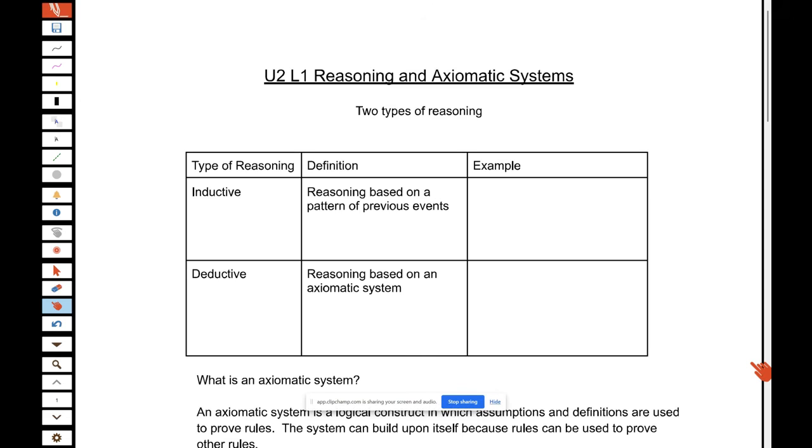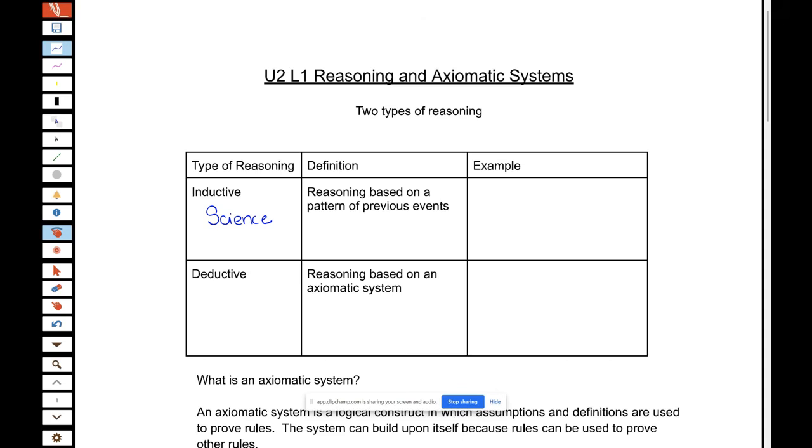So there are basically two types of reasoning that we use in mathematics. One of them is more mathematical than the other. We have inductive reasoning. I like to call that science reasoning. That's basically when you reason based on a pattern of previous events. They do that a lot when they do experiments. They're trying to confirm a conjecture or a conclusion by doing the same experiment over and over, having other people replicate it, because the more often you see the same pattern, the more you can make decisions based on that pattern. So it's based on a pattern of previous events.